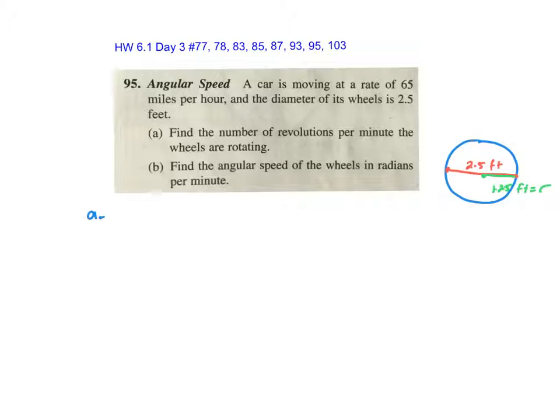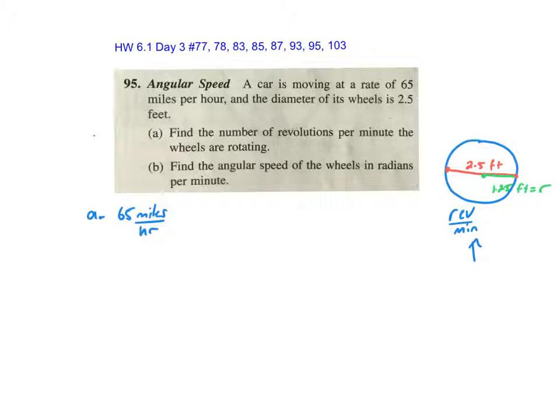And we're asked to find, in part A, the number of revolutions per minute that the wheels are rotating. So eventually we want to get to revolutions per minute. And we're beginning with miles per hour. So we're beginning with the linear speed and we're going to an angular speed. So I'm going to start here. We know that we have 65 miles per hour. And we want to get to revolutions per minute.